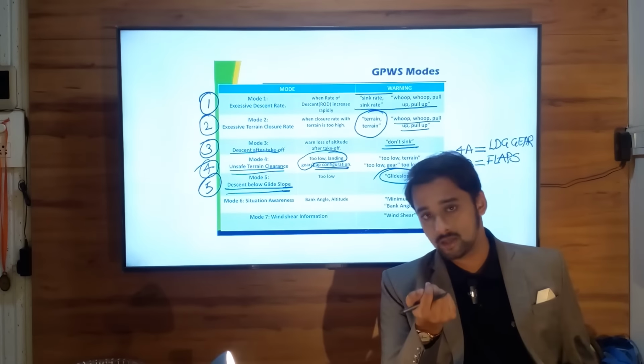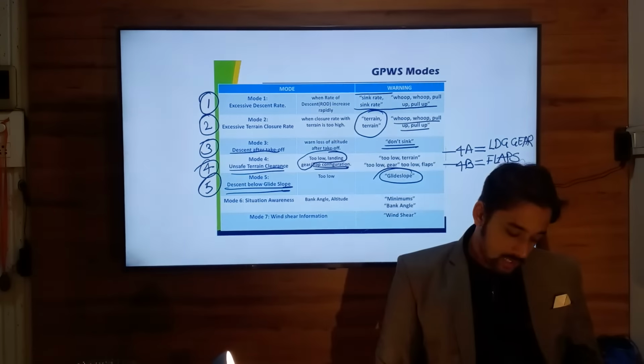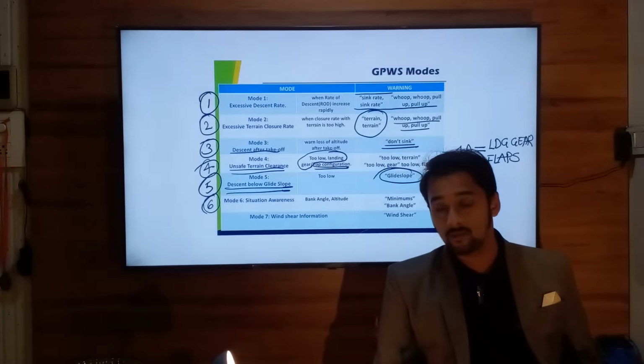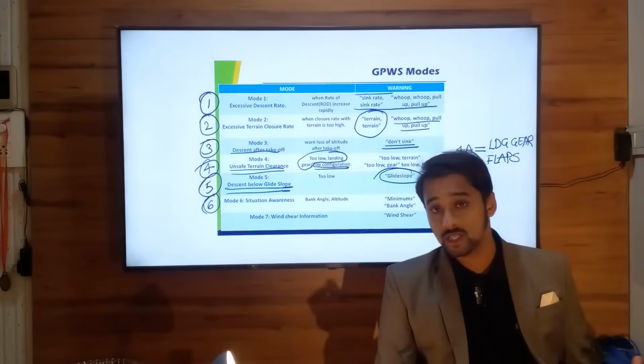considered a stabilized approach. Next is mode 6. In some advanced versions of the GPWS, you have situational awareness, meaning if your bank angle is too much, you will be given that warning.